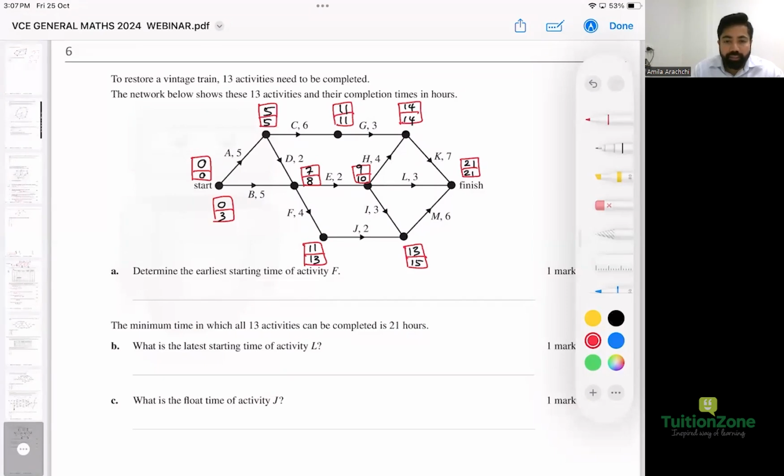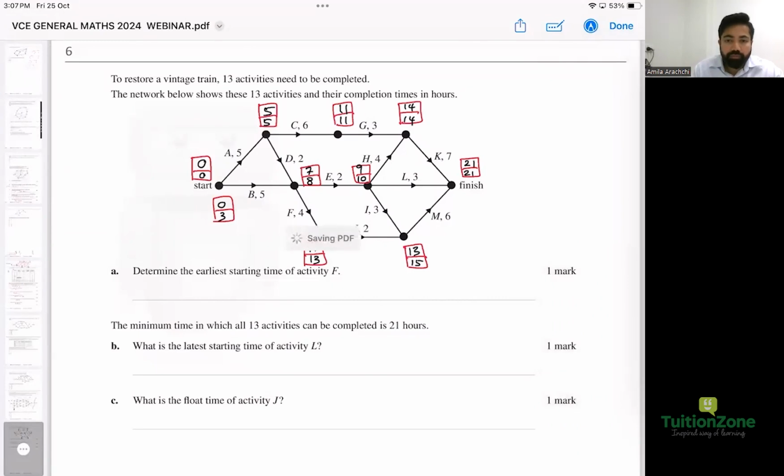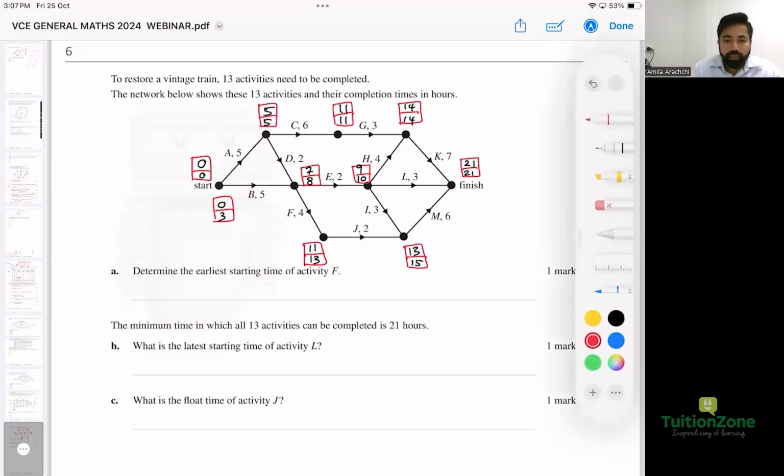Anyone? What's the EST for activity F? Simon, what's the answer? That's an obvious one, eh? 7. You can see from the diagram. Perfect. Which is EST at the 7. The F means you're looking at this number, 7.